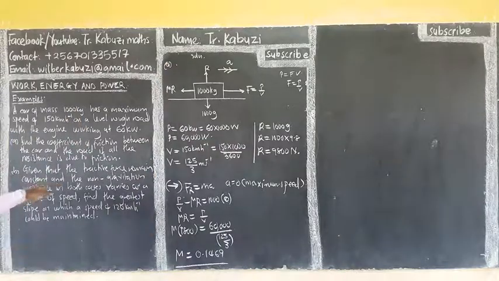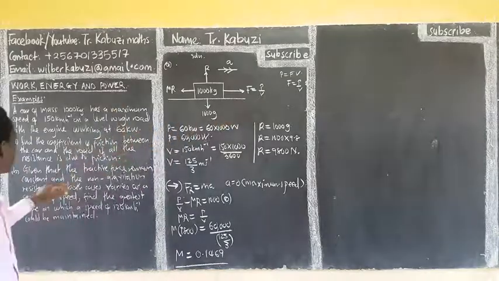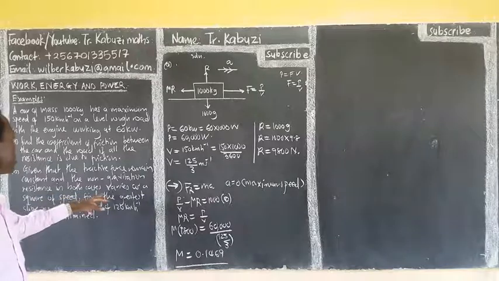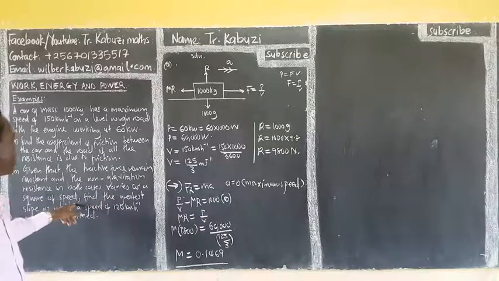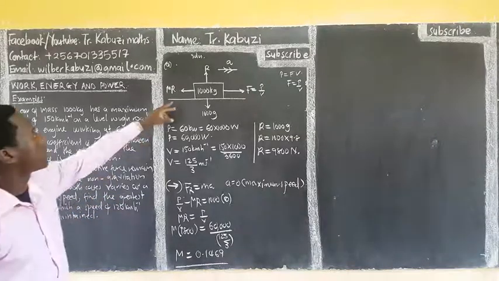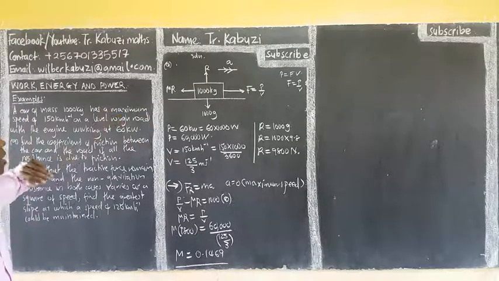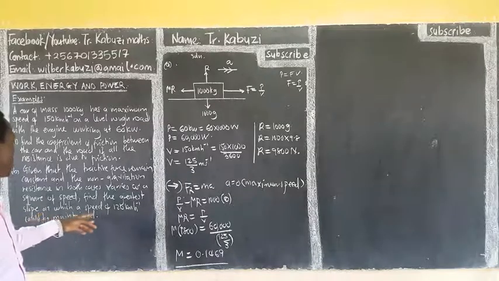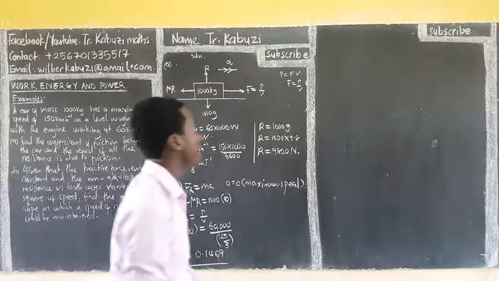In part B, given that the attractive force remains constant, so this remains constant, and the non-gravitational resistance in both cases varies as the square of the speed. So now this new frictional force is going to vary as the square of speed. Find the greatest slope on which the speed of 120 kilometers per hour could be maintained.